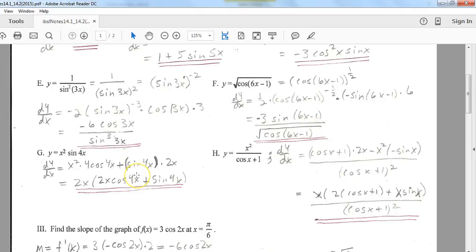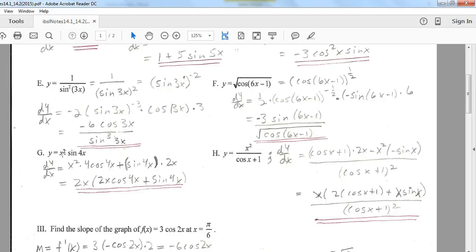These last two, extremely common test questions. Make sure you're familiar with these. The first one is product rule. So you have to recognize on this one that I am multiplying these two terms together. So we have to use the product rule. So I'm doing the first times the derivative of the second plus the second times the derivative of the first.